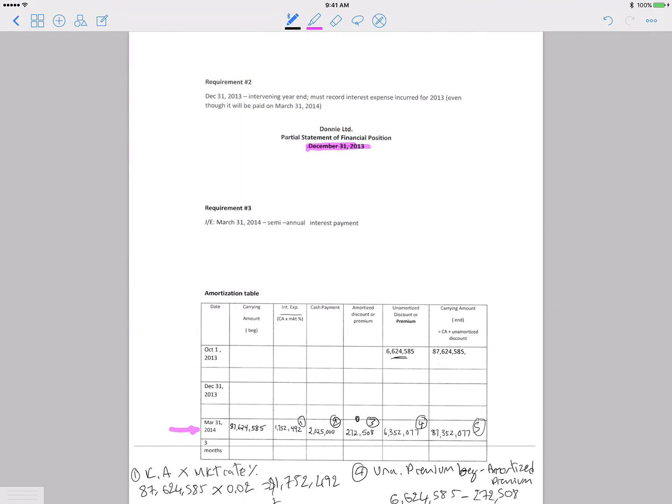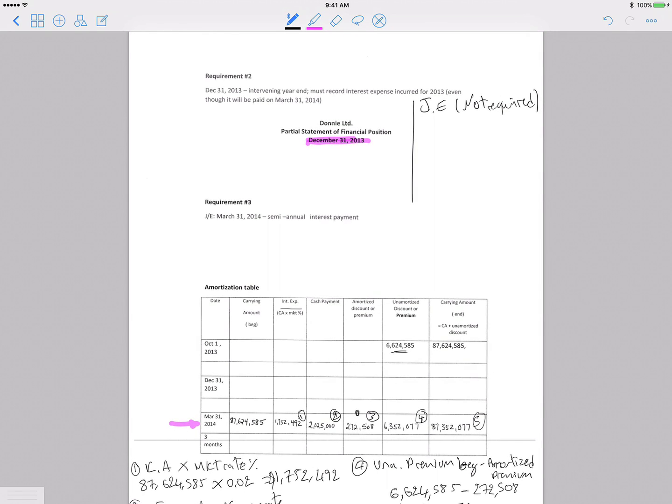I know it's not required, but an easy way to do it is to write down the journal entries that you would have done on December 31st, 2013. This is going to help you have an idea of which accounts are affected, so you can easily write down your balance sheet. So journal entry not required. To do so, we need all the numbers for December 31st, 2013.